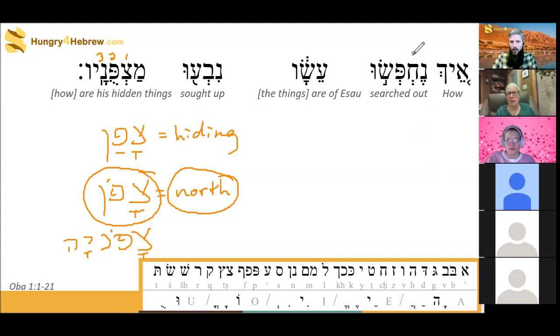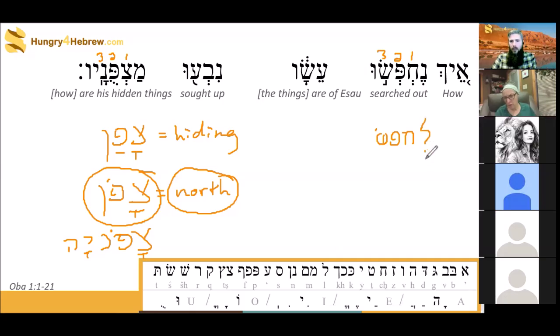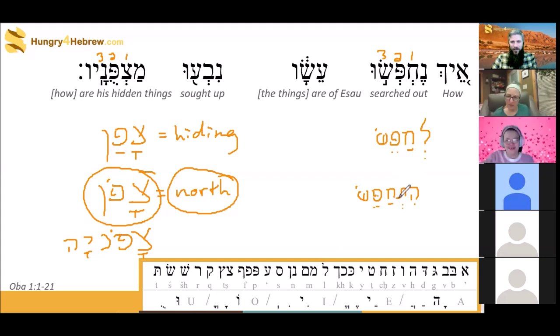So there we're looking at the root chapes, chet pe sin. In modern Hebrew, it's lechapes. It's in the Piel mostly. The chapes is to find something, look for something. Does anybody know the word hitchapes? Hitchapes means to dress up in a costume. Tachposet, yeah, very good. Tachposet is the same root. But here we're looking at a Nifal. They have been searched out, I guess.